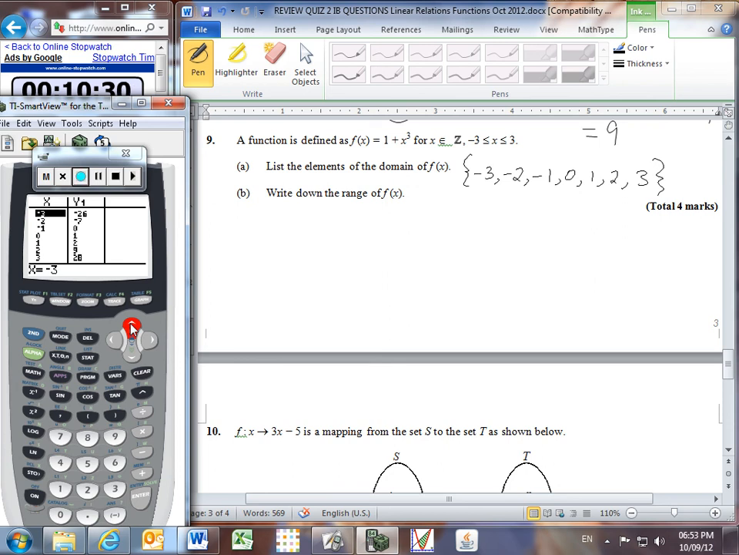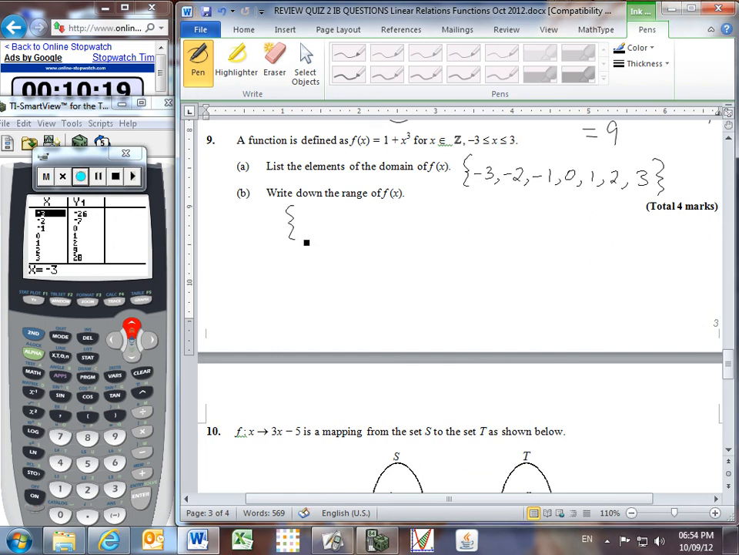And if I scroll upwards in my table, I'll see that I've got now my x values from negative 3 to positive 3. Look, these are the corresponding y values. And so my range then will be negative 26, negative 7, 0, 1, 2, 9, and 28.